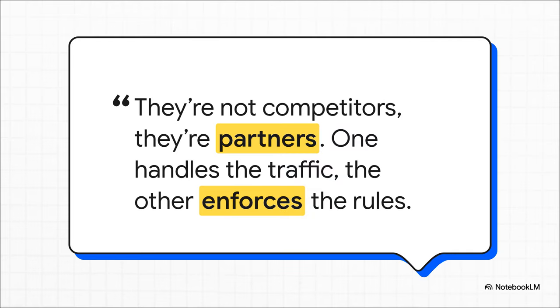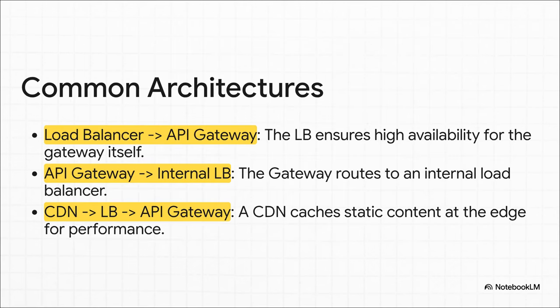The load balancer handles the raw traffic. The API gateway enforces the rules. One manages the crowd, the other checks the tickets and IDs. They solve two different problems, but they work together beautifully. And here are a few real-world ways you see them working together.